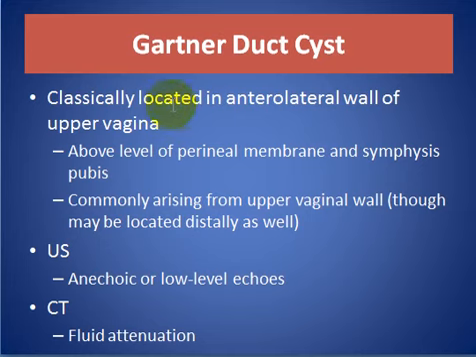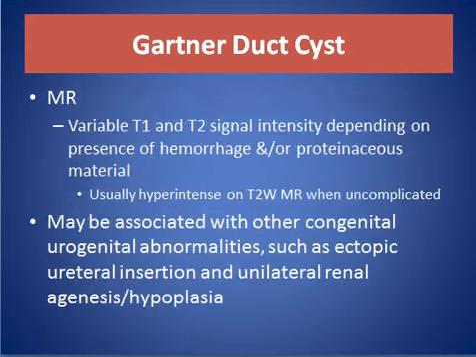Gartner duct cyst is classically located in the anterolateral wall of the upper vagina, above the perineal membrane and the symphysis pubis, commonly arising from the upper vaginal wall, though it may be located distally as well. On ultrasound, it is anechoic or has low-level echoes. On CT scan, it is fluid attenuation. And on MRI, it is variable T1, T2 signal intensity depending on the presence of hemorrhage and/or proteinaceous material, usually hyperintense in T2. It may be associated with other congenital abnormalities such as ectopic ureteral insertion and unilateral renal agenesis or hypoplasia.